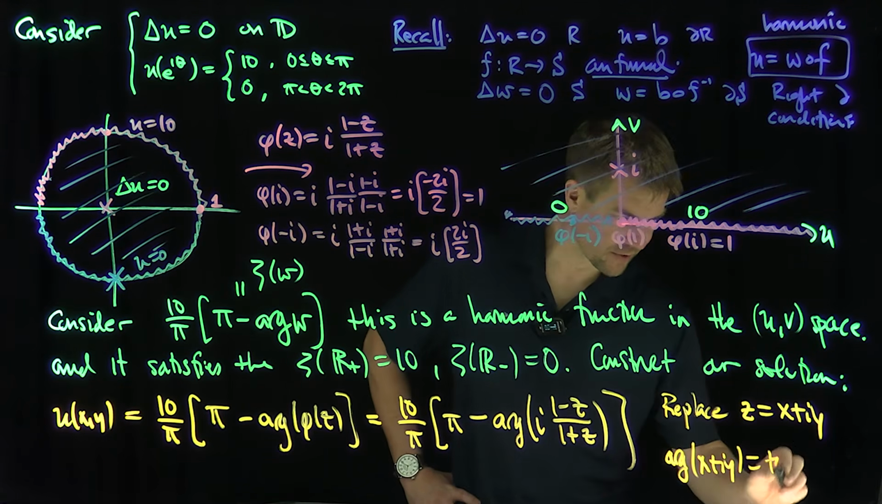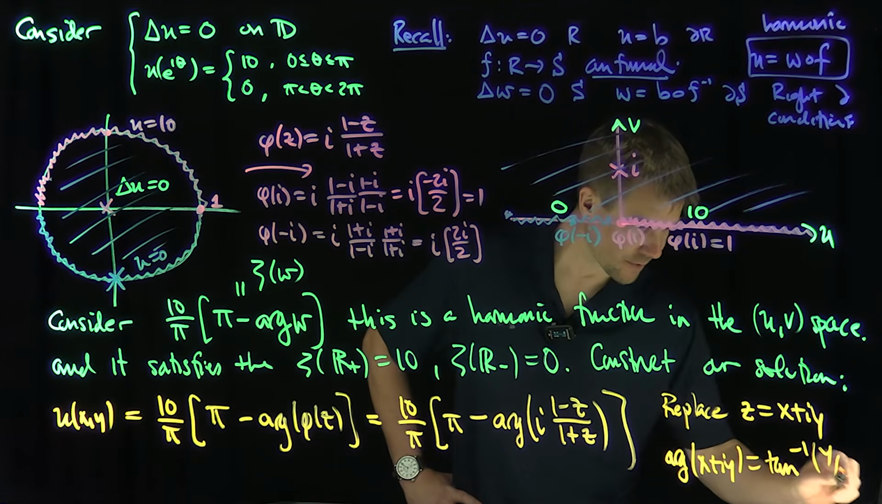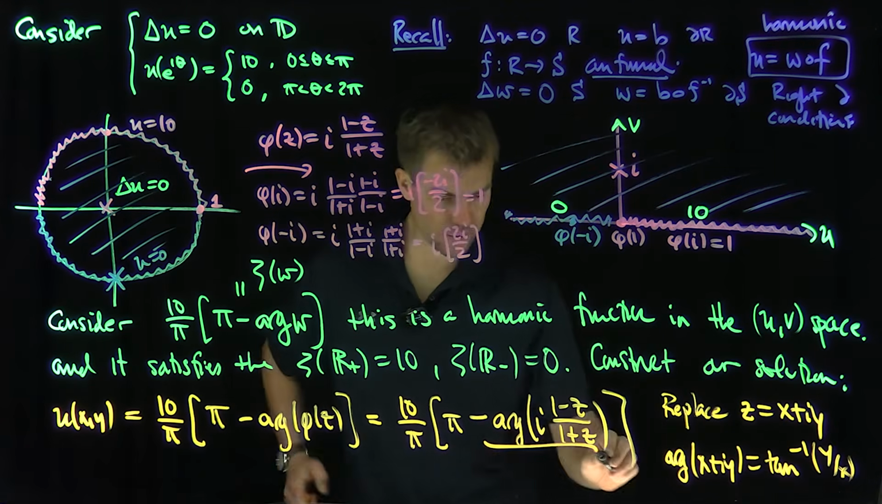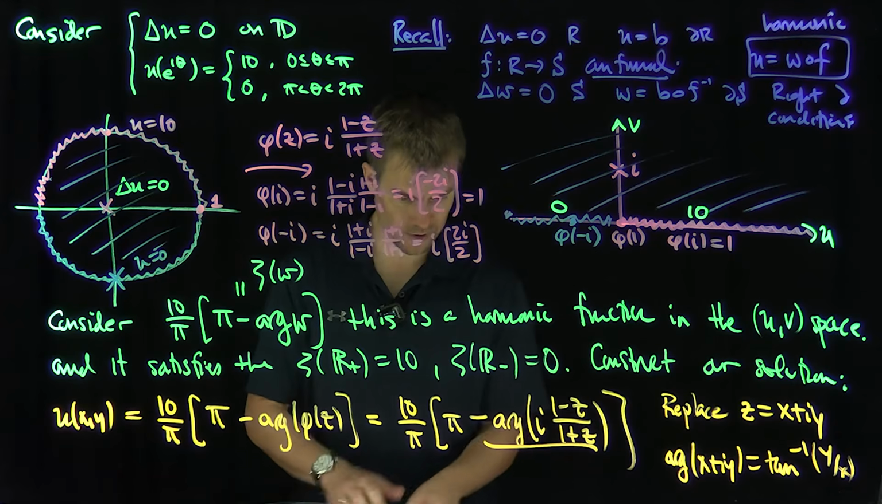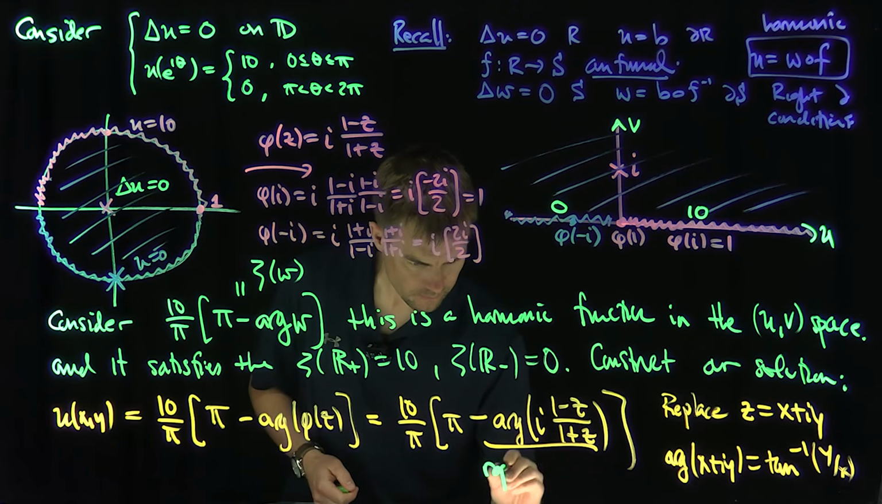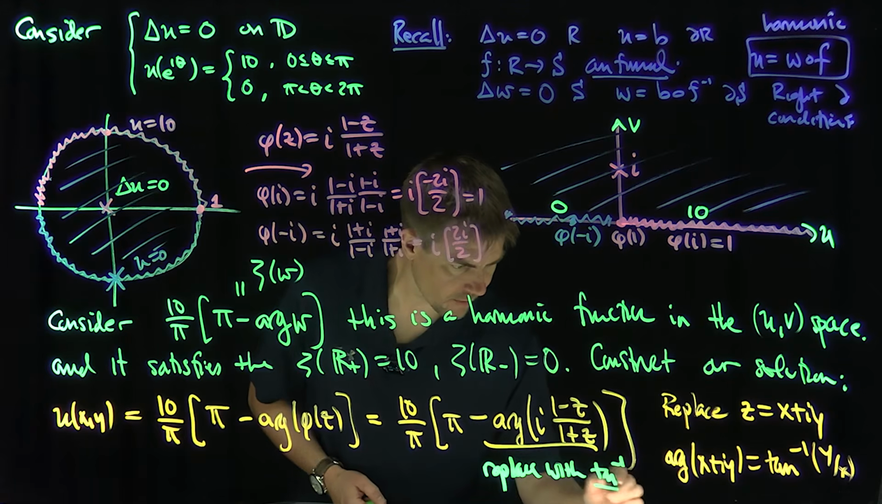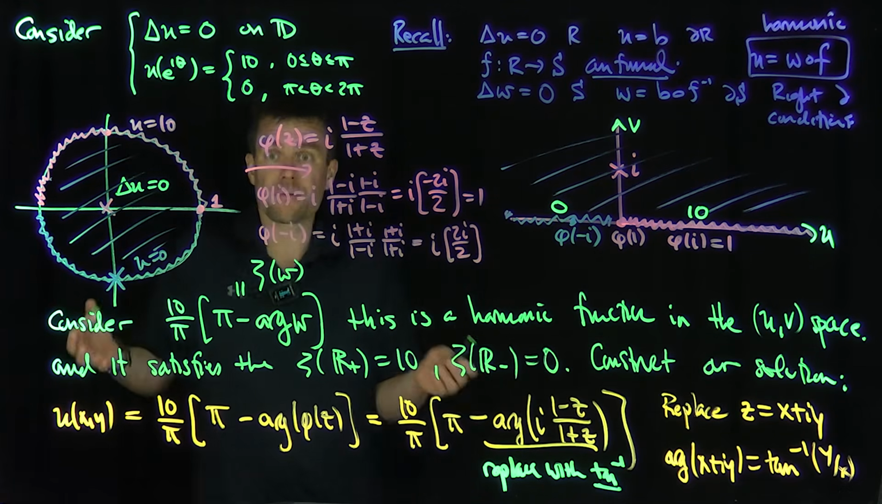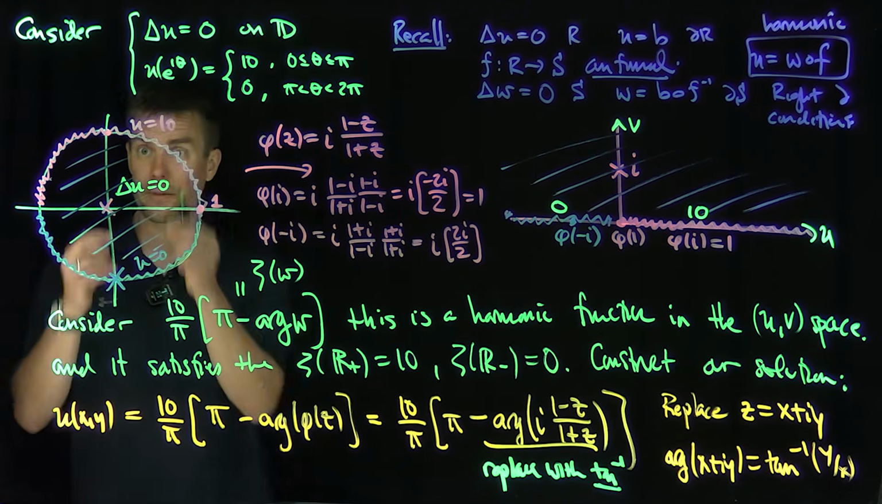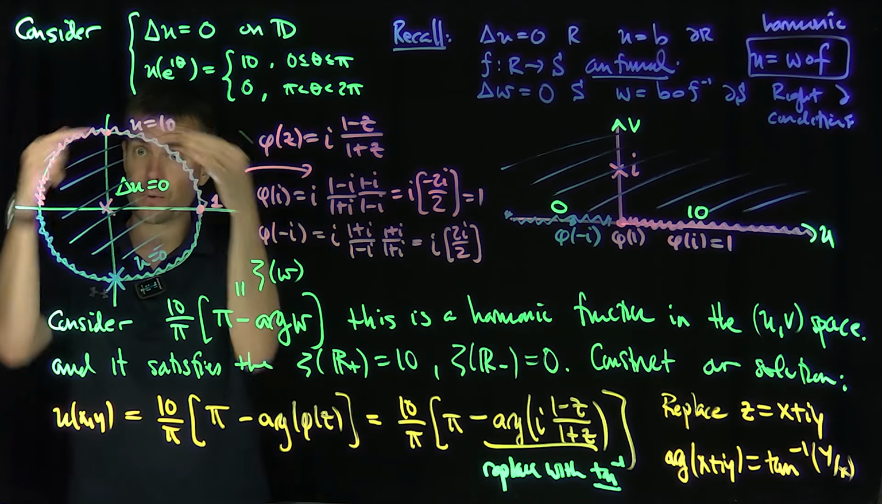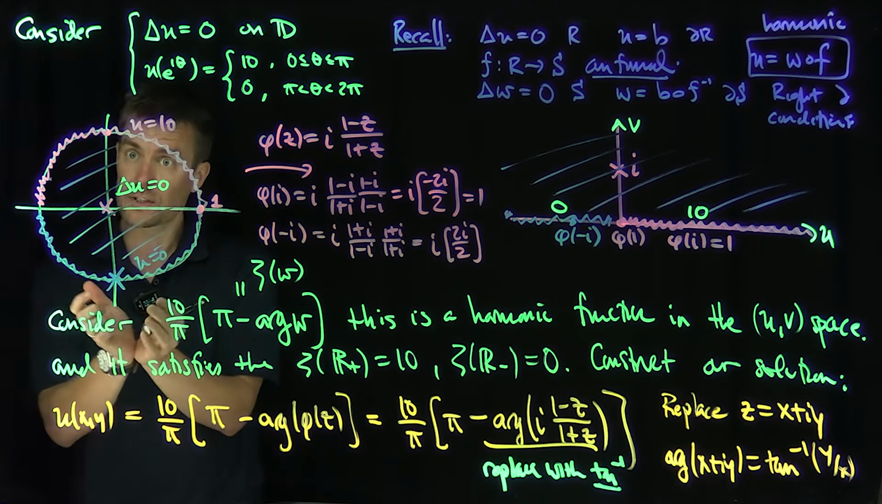It's just the inverse tangent of y over x, right? And so in other words, this is going to be replaced with tangent inverse. And that will give us our harmonic function, and that solves the Dirichlet problem on the disk with a boundary condition that is equal to 10 on the upper hemisphere and 0 on the lower hemisphere.